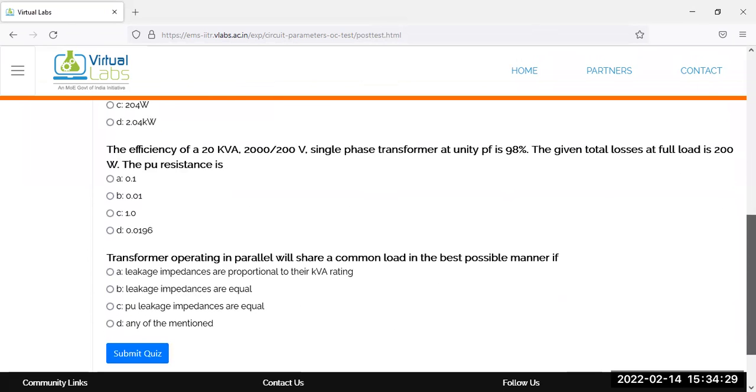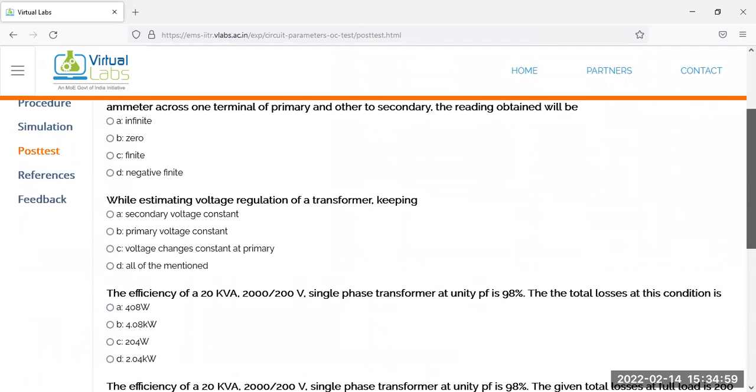Next, suppose that transformers operating in parallel will share a common load in the best possible manner, and the per unit leakage impedances are equal. Okay, this one is correct. Leakage impedances are proportional to their KVA rating. Leakage impedances are equal. Per unit leakage impedances are equal. Any of the mentioned. So you have to practice solving this problem after performing the two tests.